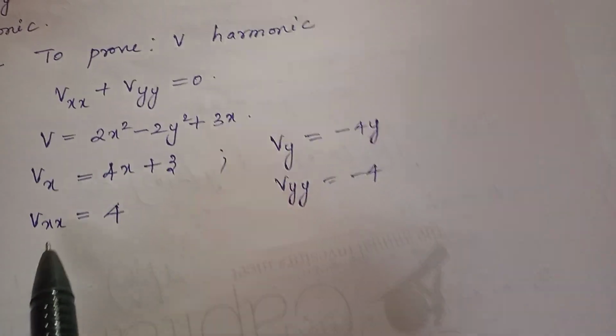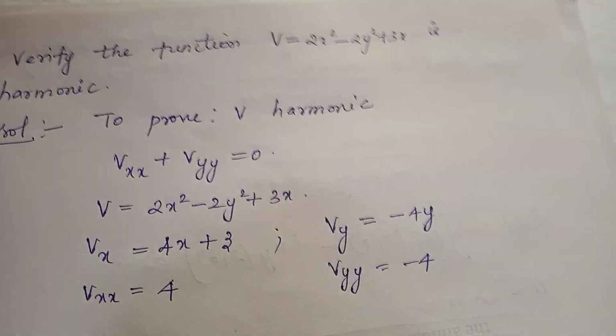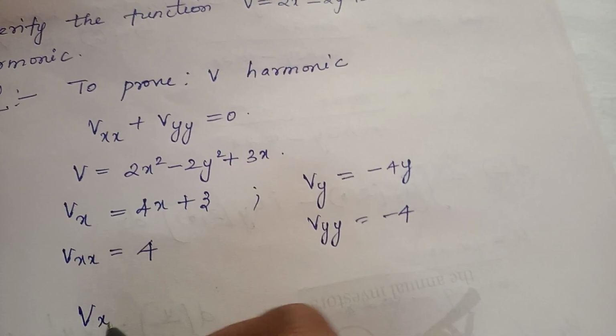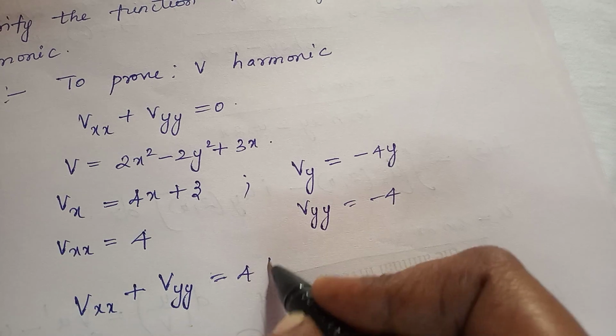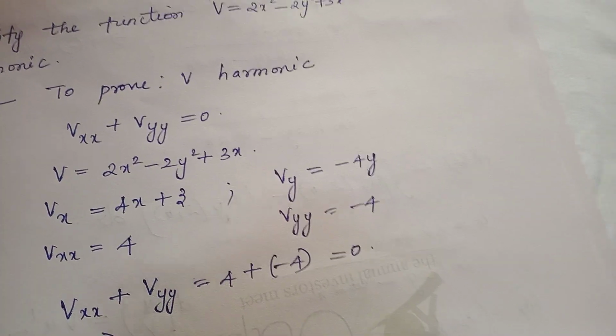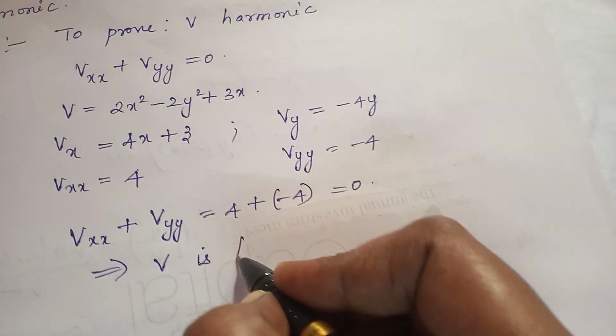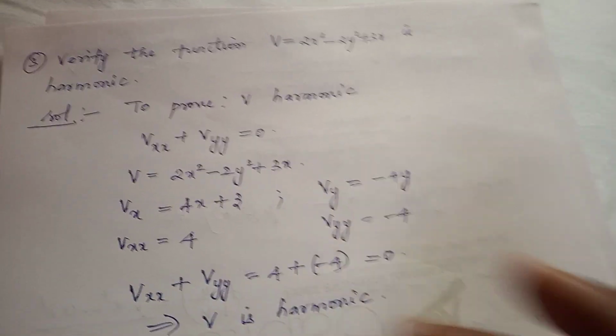When you see this itself, you are able to understand that 4 plus minus 4 is 0. So when you add both, you will surely get 0. So vxx plus vyy is equal to 4 plus minus 4, that's equal to 0. Which implies the function v is a harmonic function. That's it. And now let us do another problem.